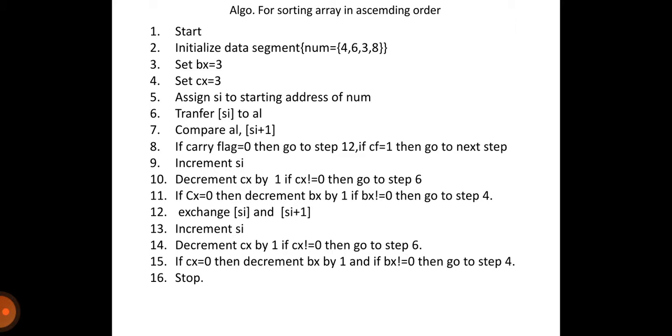How can we start the inner loop? We have to set CX value 3 again. We have to set SI at the starting address of the given array, and then again compare the current element with the next, current element with next, so that we will get the array in sorted form after completion of all the iterations, all the passes of the outer loop.